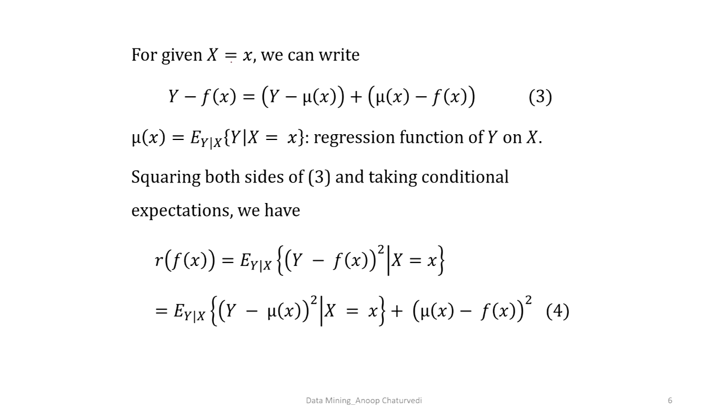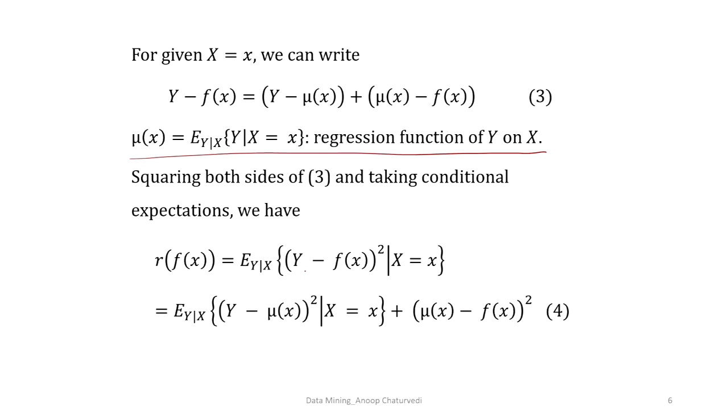Now, for given capital X equal to small x, we have y minus f x equal to, you can write it as y minus mu x, where mu x is the expectation of y given x, plus mu x minus f x. So, mu x is expectation y given x of y, and this is called the regression function of y on x. Now, we take a square of both sides of this equation 3, and then we take conditional expectations, the conditional expectation y given x.